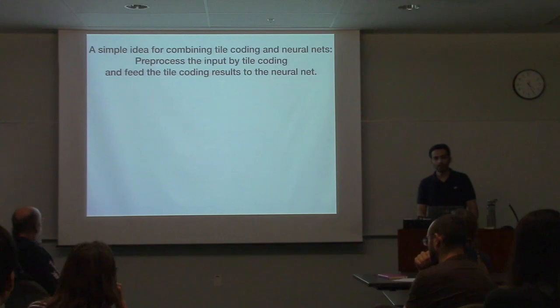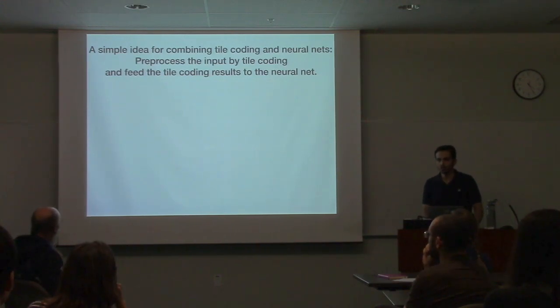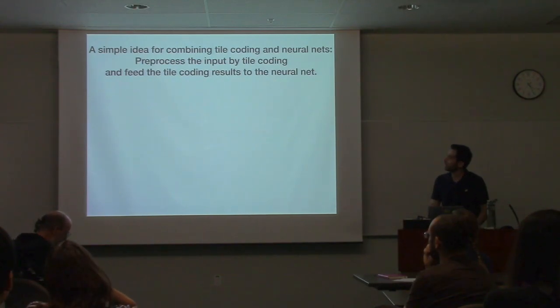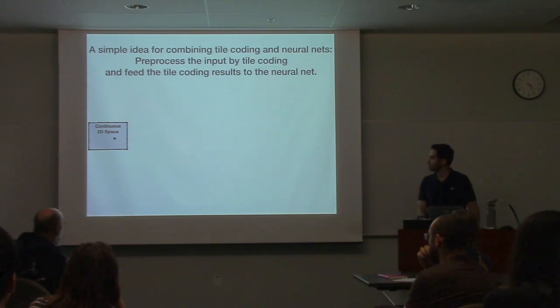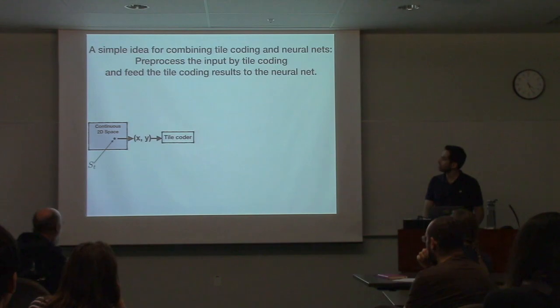So we had a simple idea to combine tile coding and neural networks. Pre-process the input by tile coding and feed the tile coding results into the neural network. I'm going to look at that in a bit more detail. So again, I have my continuous 2D space. I have my state. I'm going to call that state S of t. This state has an x dimension and a y dimension. I'm going to feed that into the tile coder. The tile coder is going to create a feature representation for me.